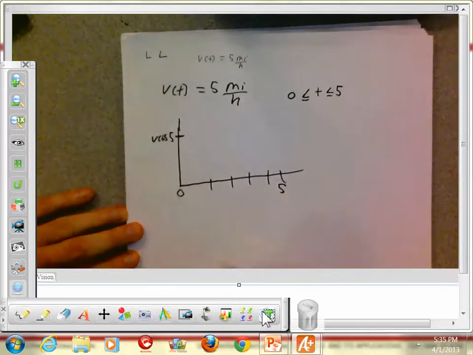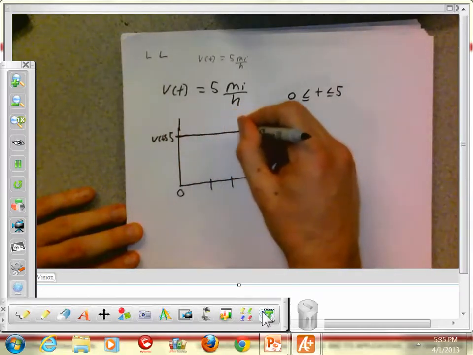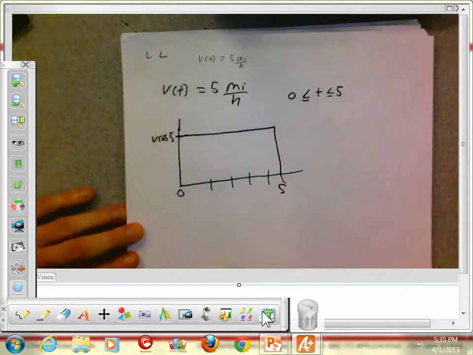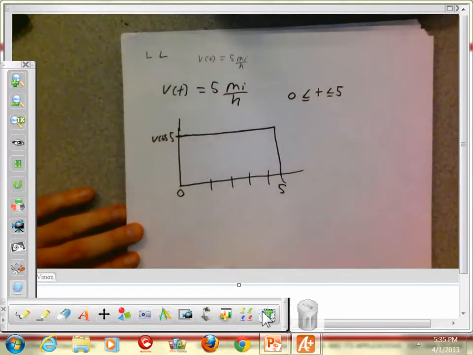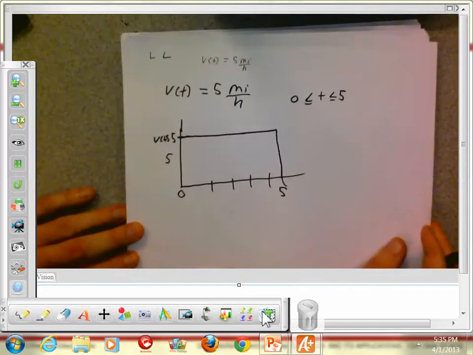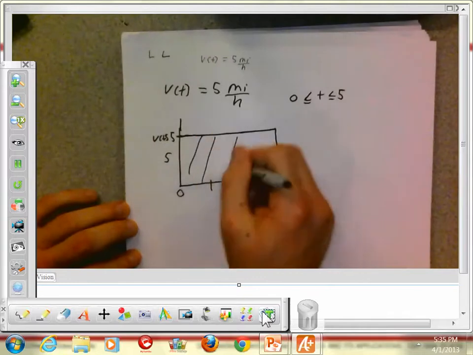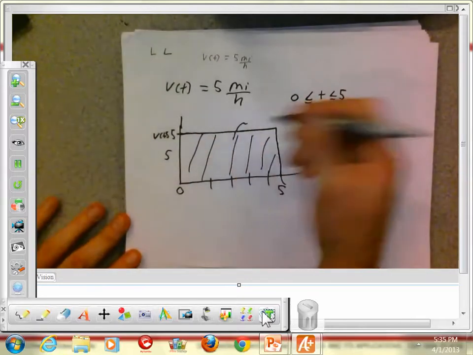Now, if we graph this function from 0 to 5 and find the area under this curve, the area is going to be a rectangle. What's the height of this rectangle? 5, right? And what's the base of this rectangle? 5. So what's the area of this shaded region in here? It's going to be 25.